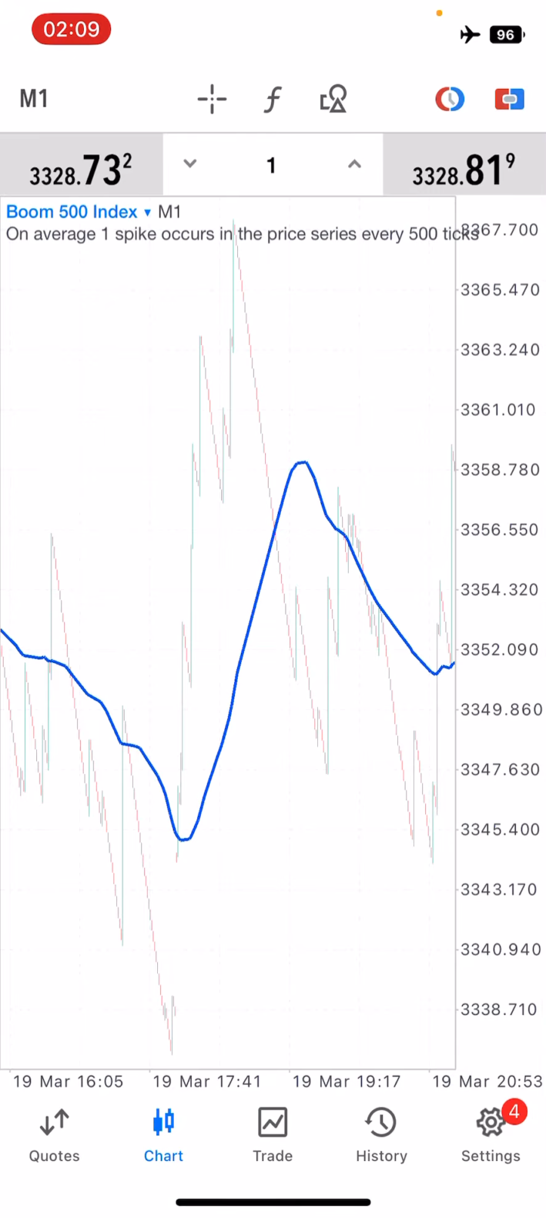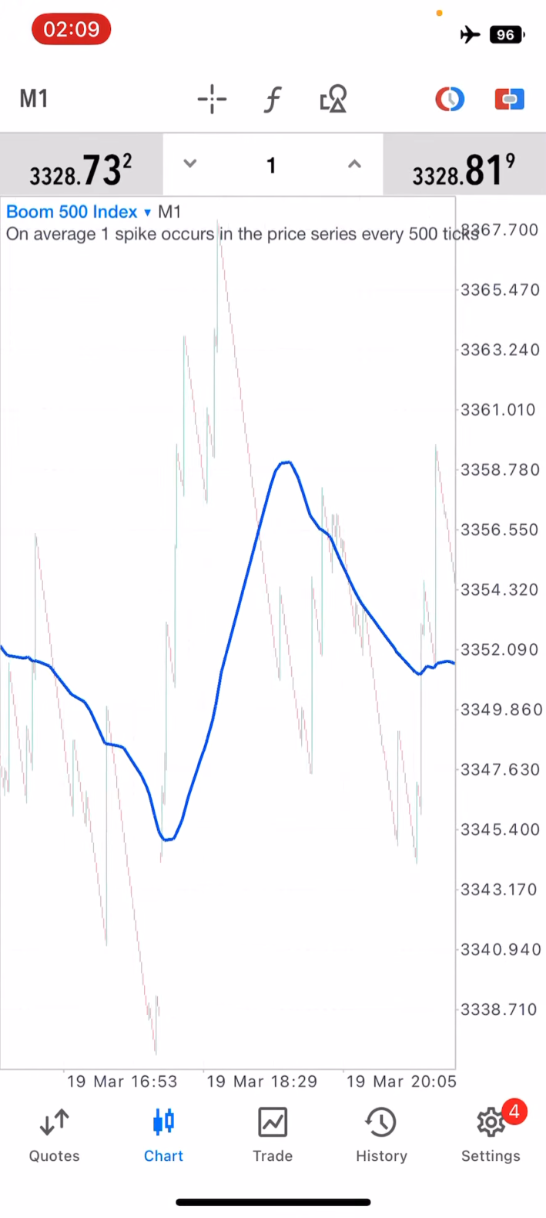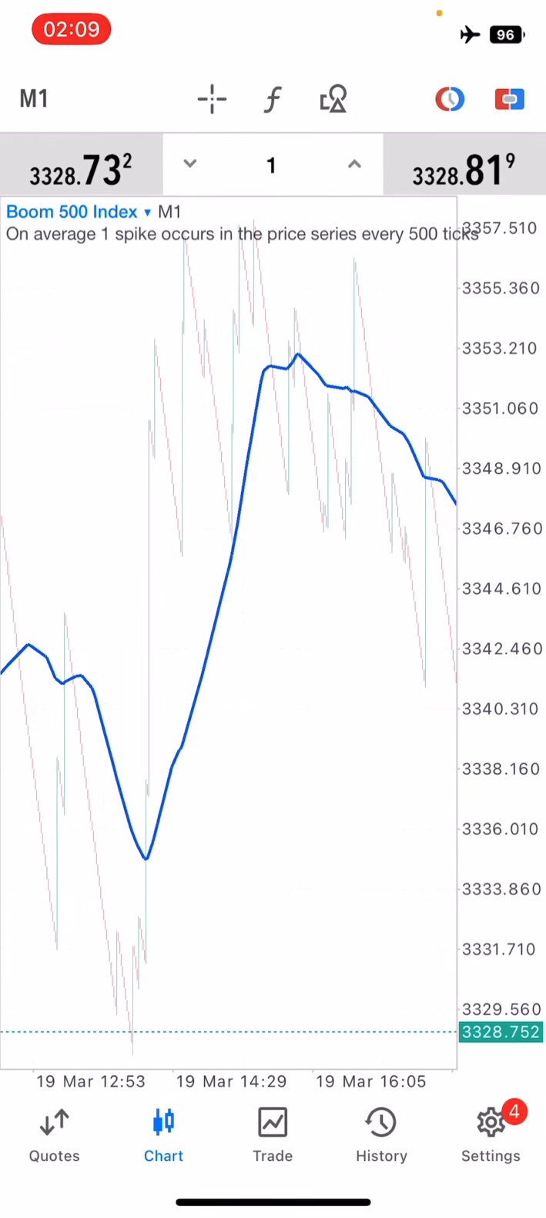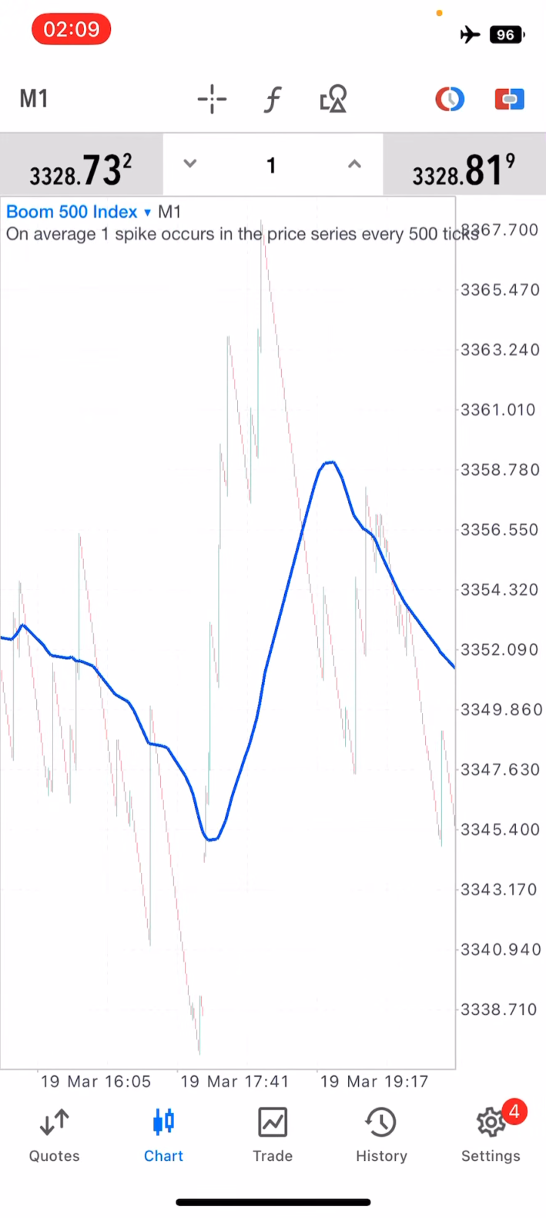Okay, so if I click on done, we will have something like this on our charts. That's the blue line, and that's our first moving average.